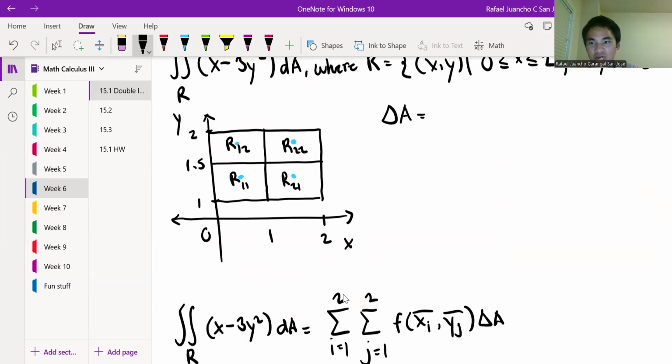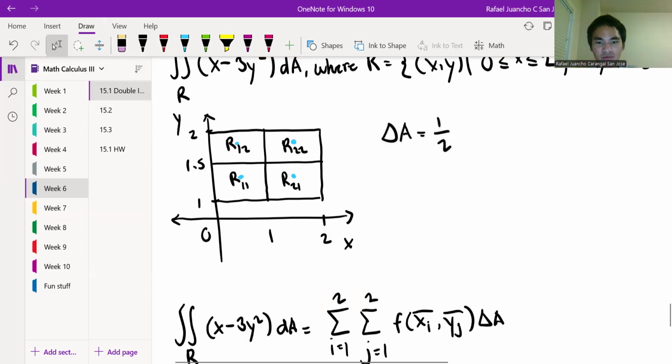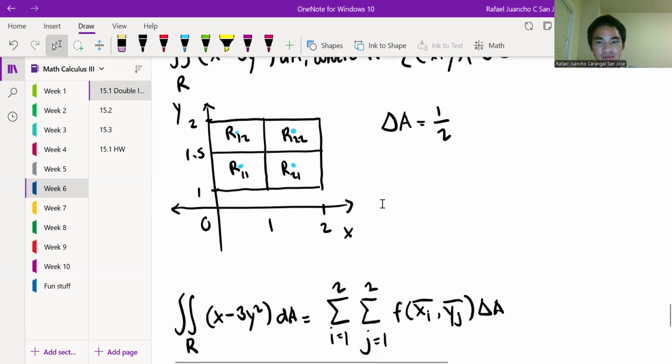So my change in A, or my change in area, what is that going to be? Well, that's my change in x times my change in y. And so this is going to be this length here, which is 1, times this length here, which is 0.5. And so 1 times 1/2 is 1/2. That's my change in A, right? Okay, what else do we want to determine? We want to determine what each of my points are here.